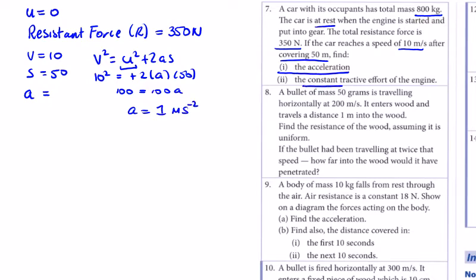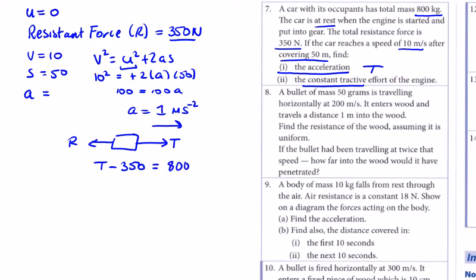Now we're asked for the constant tractive effort, this T. So my little diagram, I have my T, I have my resistance. So it's going in this direction. So T minus my resistance, 350, is equal to the mass, 800. And it's in kilos, just double check your units, 800 kilos by a, which is 1. So T has to be 1150. I can't do my fives today. 1150 newtons.